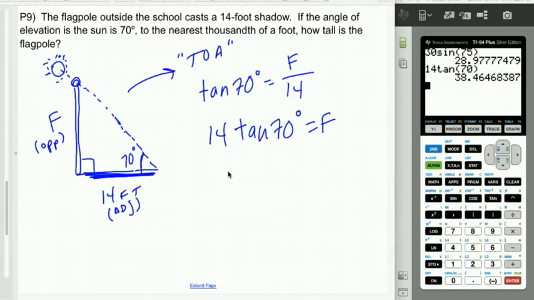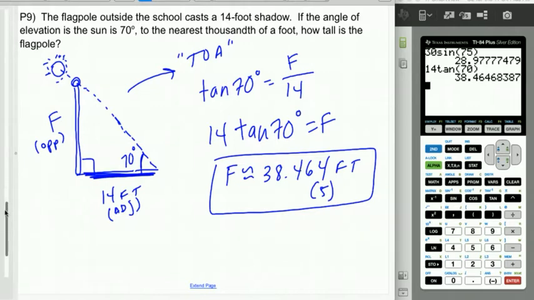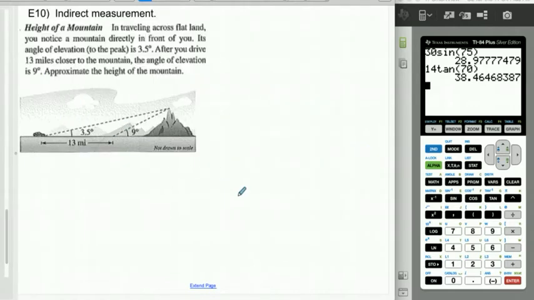I get that the flagpole is approximately 38.46, either 4 or 5, round or truncate, and it's feet. Again, if there are units, make sure you have units. You should assign a variable on your diagram. All right, cool.